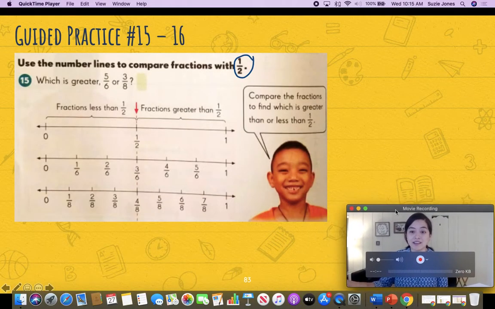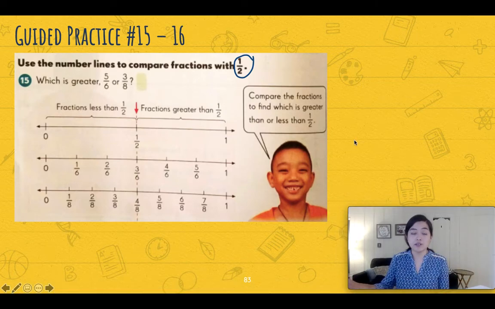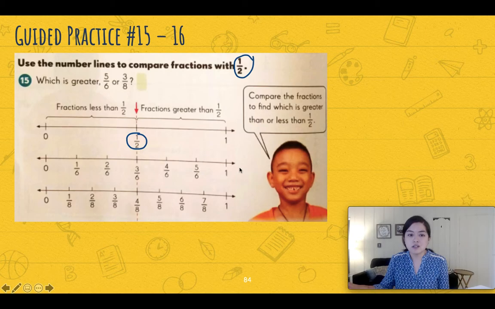Hi, welcome back. So let's take a look and see what you did. Now we're going to use these number lines to compare fractions with 1/2, which will be our benchmark fraction. Okay, so our first number line has our fraction of 1/2. Now let's look here at 5/6. Look at the denominator 6. So it's a number line where it's divided into 6 parts, and my second number line has 1, 2, 3, 4, 5, 6 parts. Okay, so that's 6. Can you find 5/6 on the second number line?